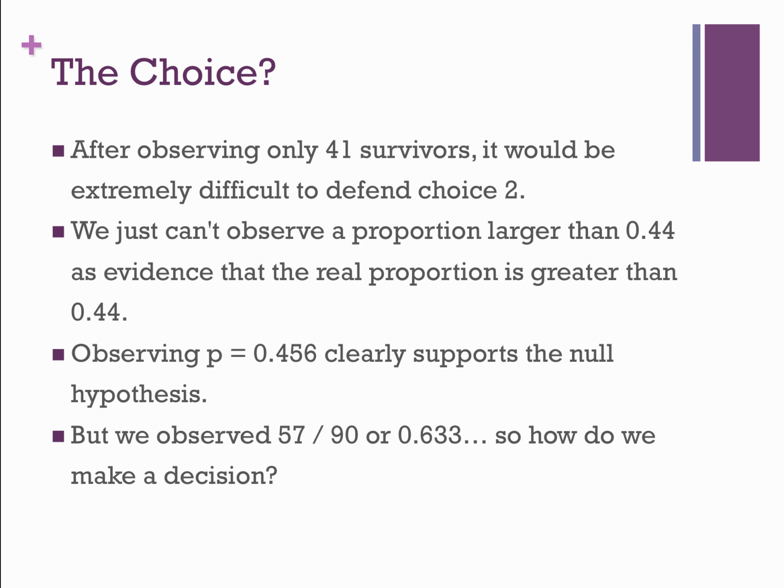So how do we make our choice? Well, after observing only 41 survivors, it would be extremely difficult to defend choice 2. We can't just observe a proportion that's larger than 0.44 as evidence that the real proportion is larger than 0.44. Observing 0.456, the bar immediately to the right of 0.44, clearly still supports the null hypothesis. However, we observe 57 out of 90, or 0.633. So how can we leverage this simulated data to make a real statistical decision?